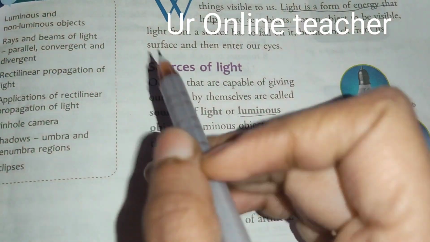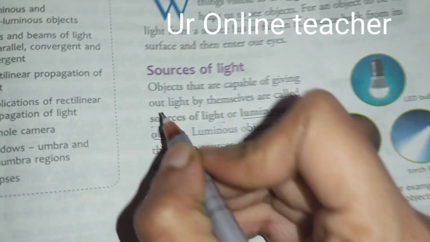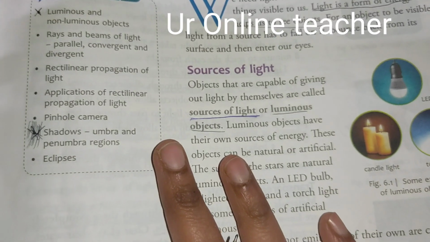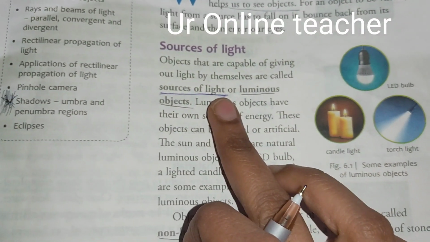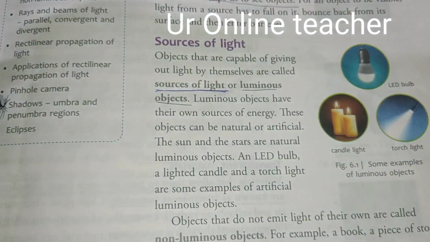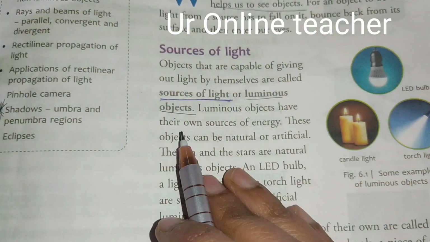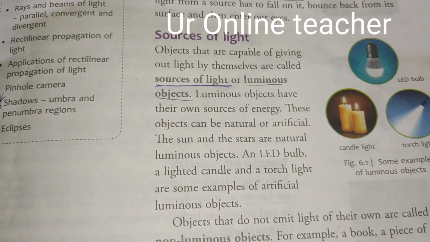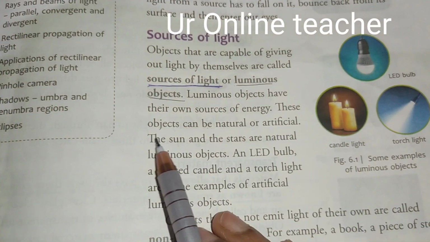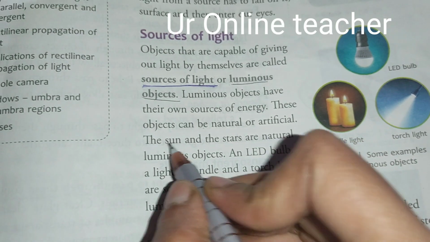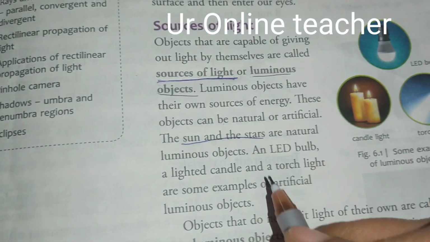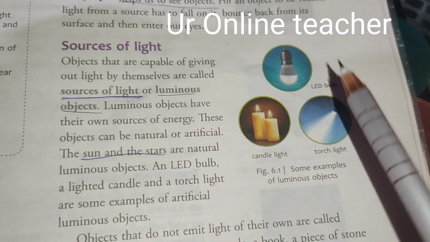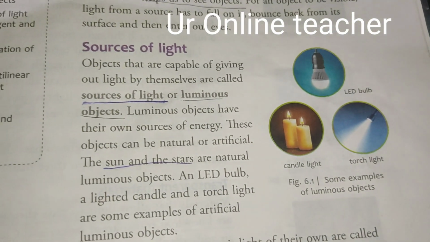Objects that are capable of giving us light by themselves are called sources of light, or luminous objects. They emit light on their own, so they have their own source of energy. They may be natural or artificial. If we see natural ones, the sun and stars are luminous objects. An LED bulb, a lighted candle, a torch light, all these are examples of artificial luminous objects.